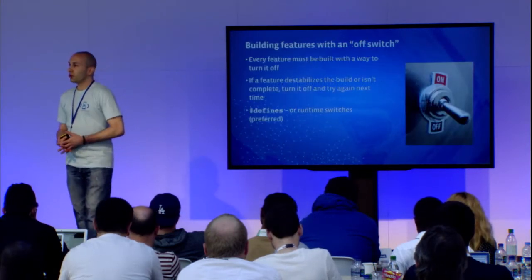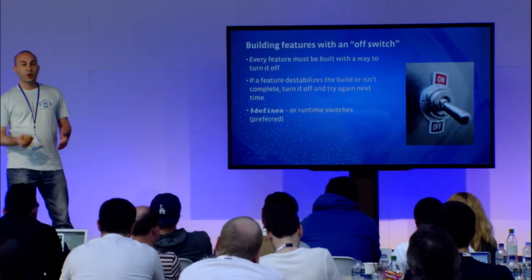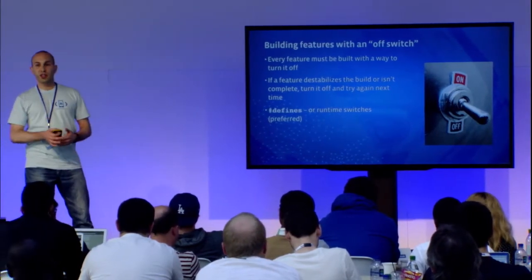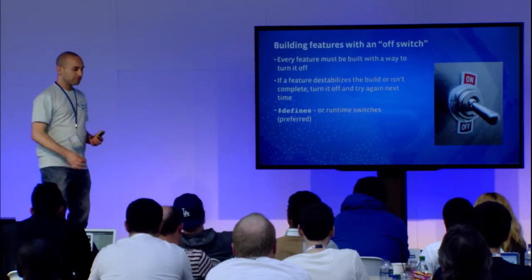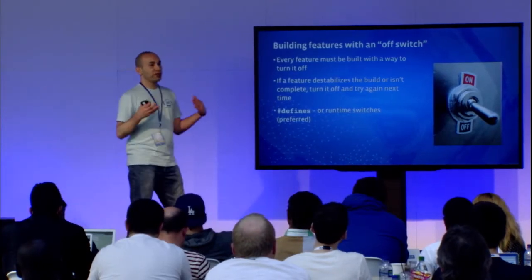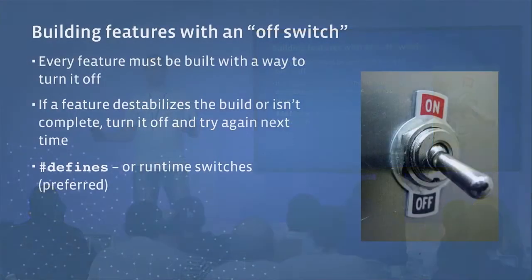In order for us to do this with these product teams, we require that the product teams build their features with an off switch. And that means if we decide during the release cycle that that feature was not ready, or maybe it destabilizes the build, we turn the feature off and we can try again in the next release. And frankly, the product teams are pretty happy with this because if they're not ready, they don't have to wait 4 to 6 months for their feature to get into the next release.